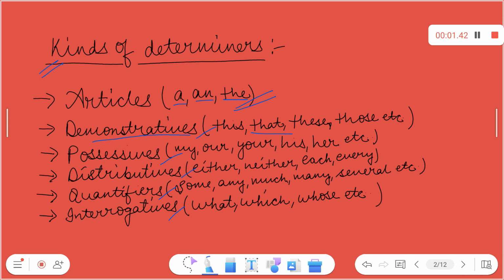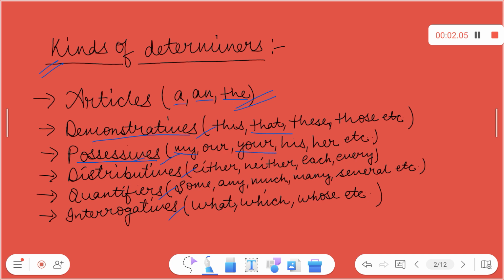Now comes our possessives. What do you mean by possessives? Possessives means if I possess something. Now again, if I say, this is my car, so I possess that. If I say, this is your mobile phone, so you possess that particular thing. Those things come under possessives.